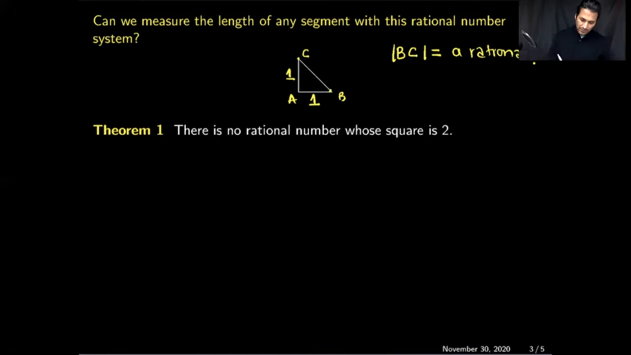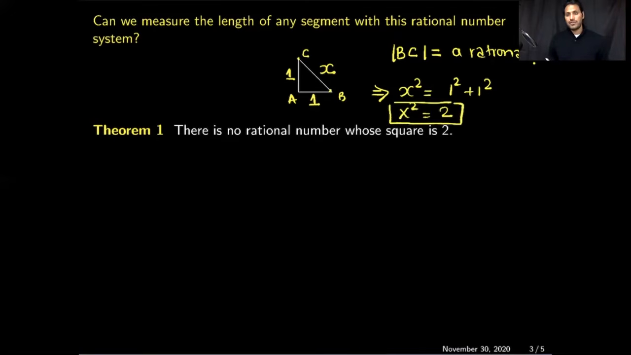Let's suppose the length of this BC is X. Then by Pythagoras theorem, the hypotenuse square is equal to the sum of the squares of the base and the opposite side. This is 1 square plus 1 square, so X square is equal to 2. So we will prove that X cannot be a rational number.